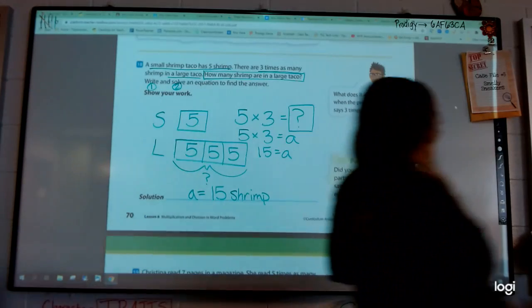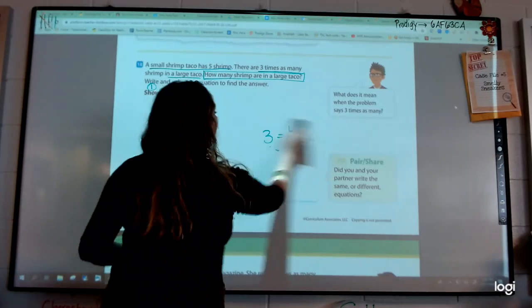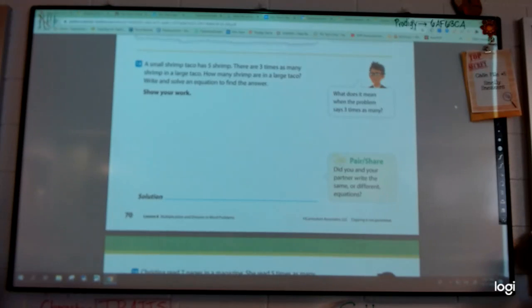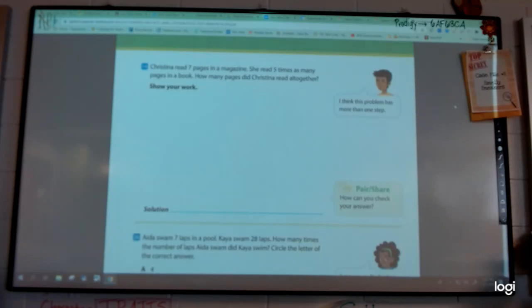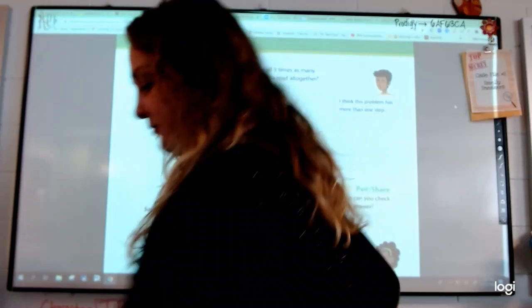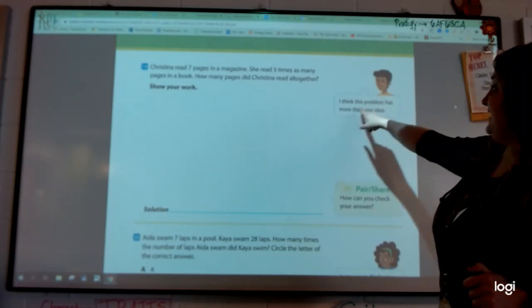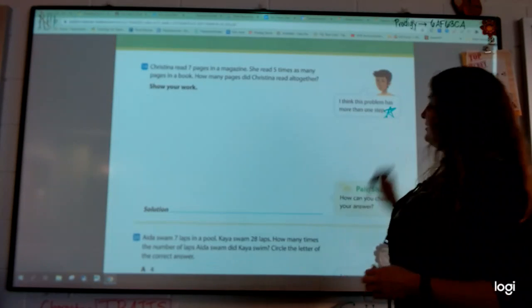I'm going to erase this quickly and scroll up the page. You can go ahead and start looking at the next problem while you're waiting. Start underlining your important information. All right, our next problem, number 19. Now, sometimes these guys over here do have important things to say, and right now he says, I think this problem has more than one step. So we might want to remember that so we don't miss, okay?